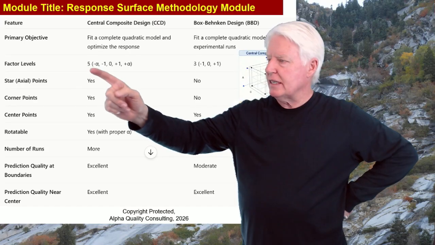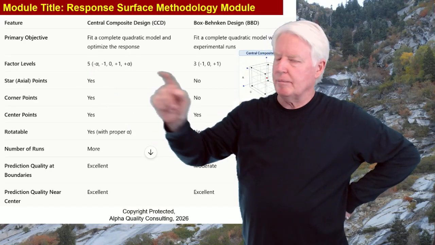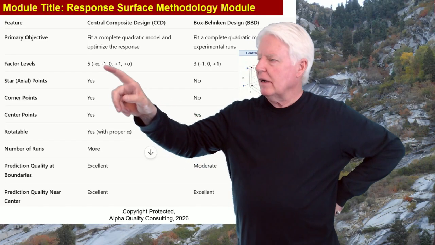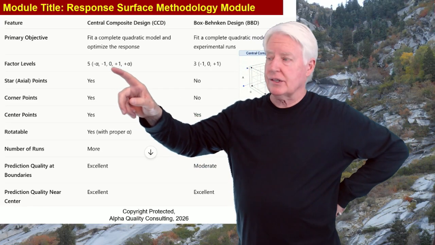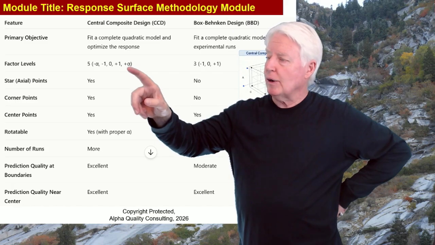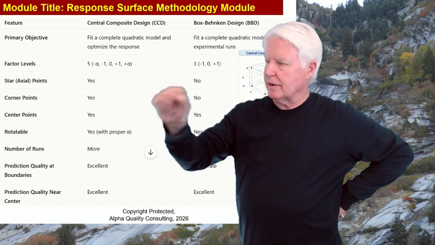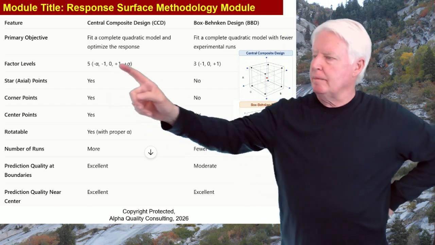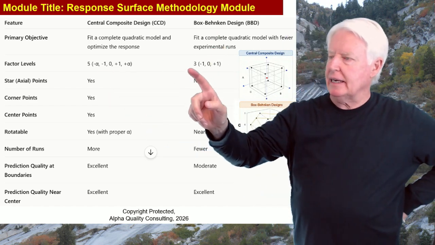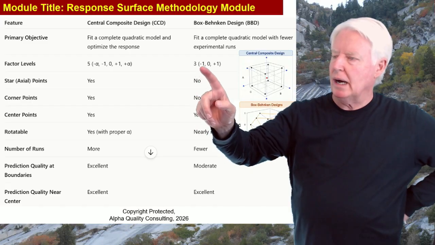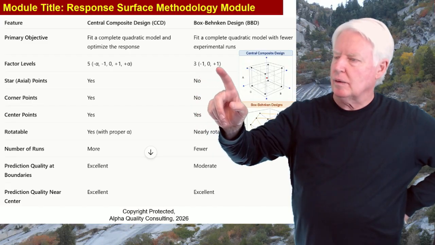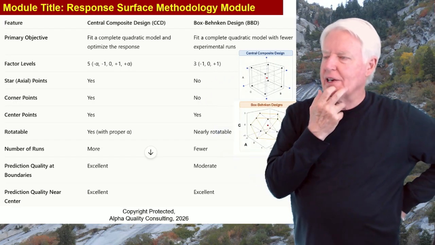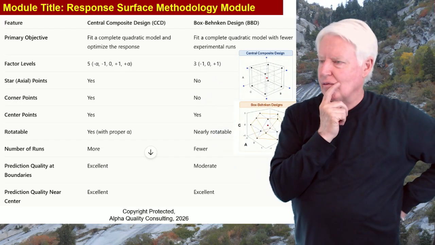Factor levels. 5 factor levels for CCD, which is alpha. Remember, alpha is the distance from the center to the axial points there. So minus alpha, minus 1, 0 is the center point, plus 1, plus alpha. And of course, you have both positive and negative alpha for those axial points. What is it with Box Behnken Design? You'll have 3, which include -1, 0, and +1. So you're doing the plus minus thing like we do in regular DOE, but you're testing center points also.